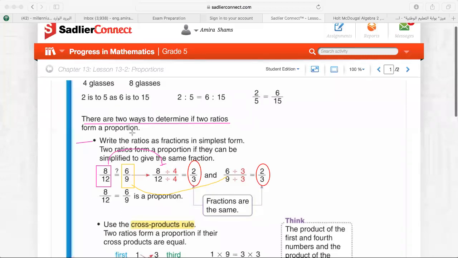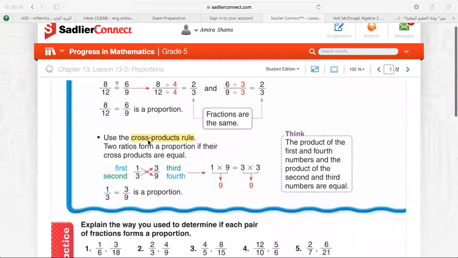So let's review step 1. Write the ratios as fractions in simplest form. If I have a ratio written like 2 to 5 or 2:5, I have to write it as a fraction. Then I will simplify it, and simplify the second ratio, which is also written as a fraction. If I got the same simplest form, the two ratios are proportions. Again, I have another way.